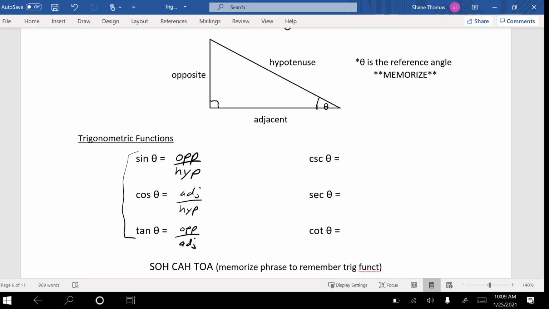Now, cosecant, and it's weird too. You would think cosecant would go with cosine, right? It's backwards. Cosecant goes with sine, secant goes with cosine. Because they're inverses, you invert the words as well. So cosecant is going to be the opposite of sine, so this would be hypotenuse over opposite. Next one, secant would be hypotenuse over adjacent. And then cotangent is going to be adjacent over opposite.